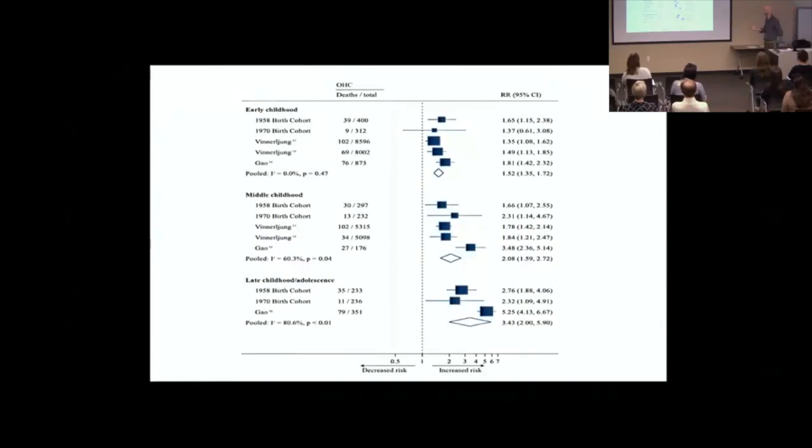And we did find that children who went into care later in life had higher mortality risks than those that went into care younger in life.